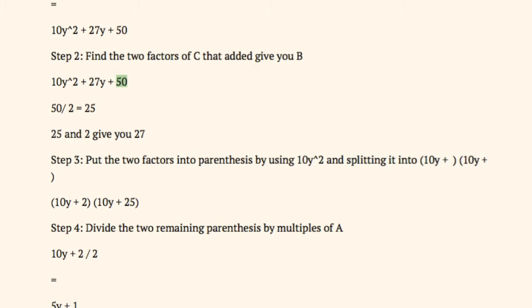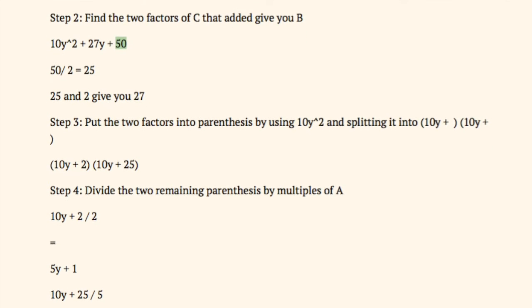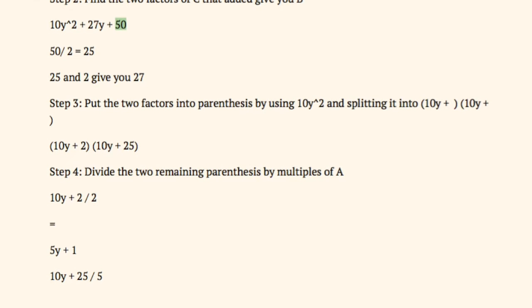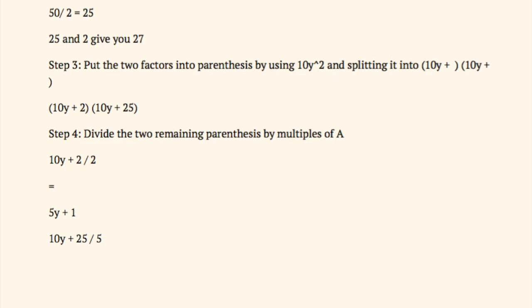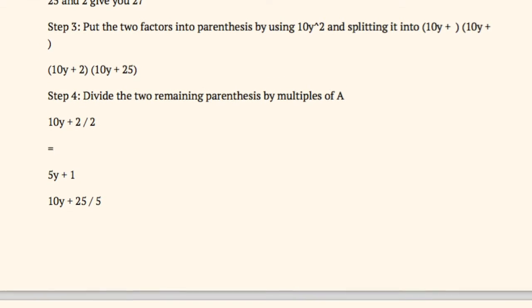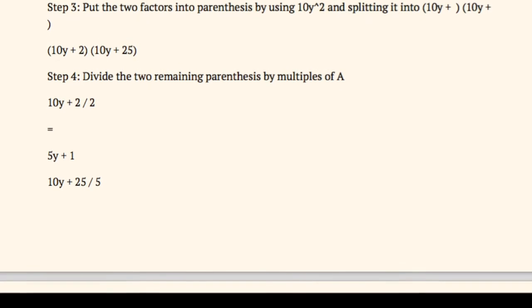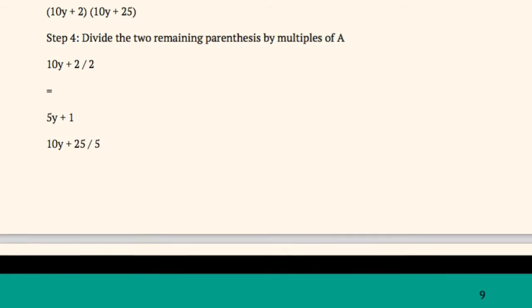Step 2. Find the two factors of c that added give you b. 50 divided by 2 equals 25. 25 and 2 give you 27. Put the two factors into parentheses by using 10y to the power of 2 and split it into 10y plus something and 10y plus something. This will give you open parentheses 10y plus 2 close parentheses, open parentheses 10y plus 25 close parentheses.